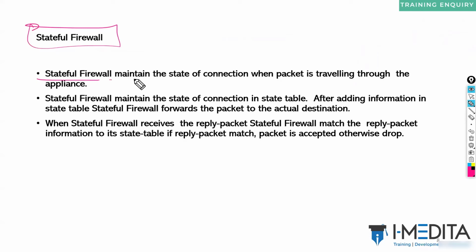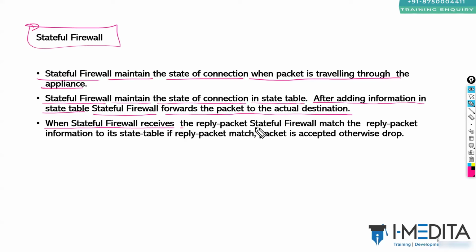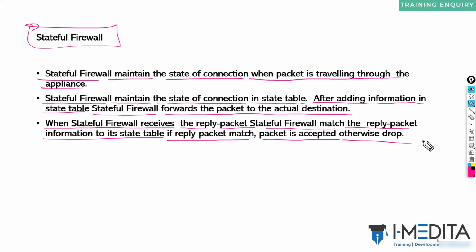Now next, stateful firewall. A stateful firewall maintains the state of connection when a packet is traveling through the appliance or firewall. As we discussed with the help of the diagram, it maintains the state of connection in a table called the state table. After adding information in the state table, the stateful firewall forwards the packet to the actual destination. When it receives the reply packet, it matches the reply packet with its state table. If the reply matches, the packet is accepted, otherwise the packet is dropped.